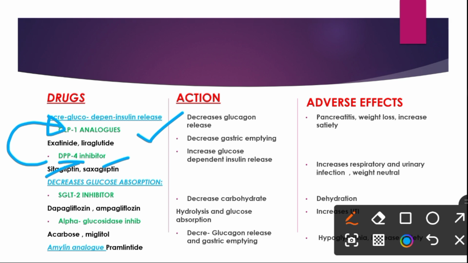The mechanism of action of this drug is they cause a decrease in glucagon release. So when there is a decrease in glucagon release, there will be no gluconeogenesis, no lipolysis, and no proteolysis, and the level of glucose will decrease. Similarly, they also cause a decrease in gastric emptying, and hence cause more stimulation of the intestinal cells to release GLP-1 and cause insulin secretion. So hence they will lead to an increase in glucose dependent insulin release.